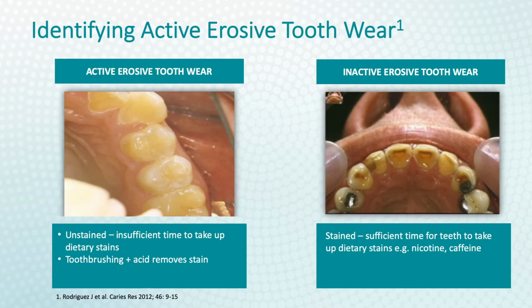This chart shows examples that can help identify a key factor in management of patients with erosive tooth wear. It is not based on science, but clinical experience. On the left, we see active erosive tooth wear. The teeth are unstained as they have insufficient time to take up dietary stains. The combination of acid and physical wear from brushing are removing the stain. Here, preventive advice is needed. On the right, we see stained teeth, so inactive erosive tooth wear.